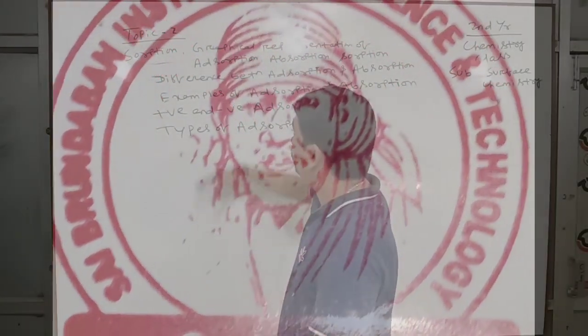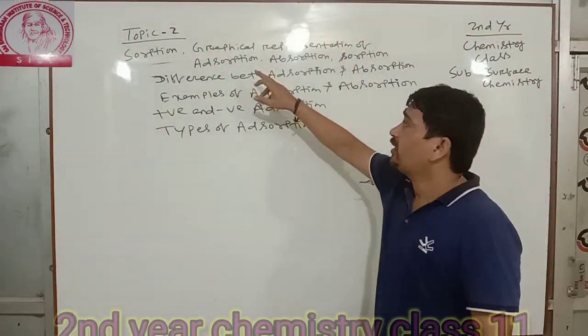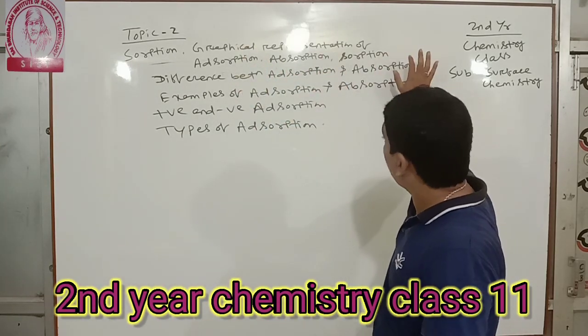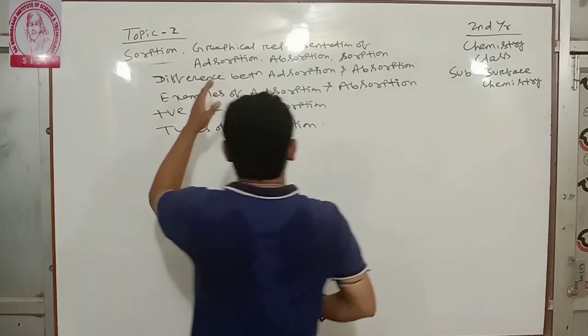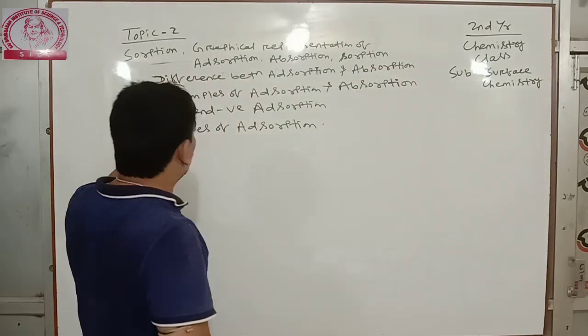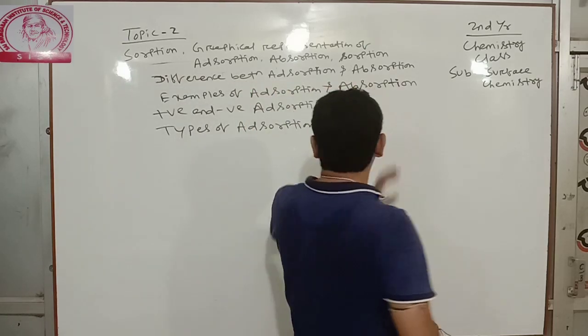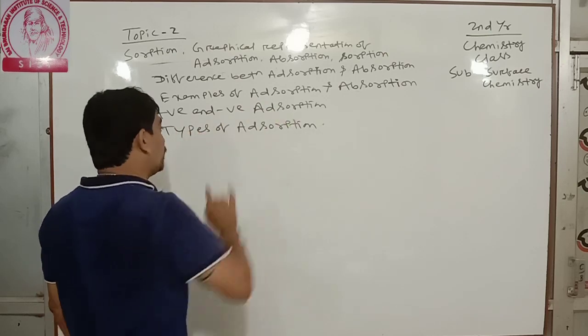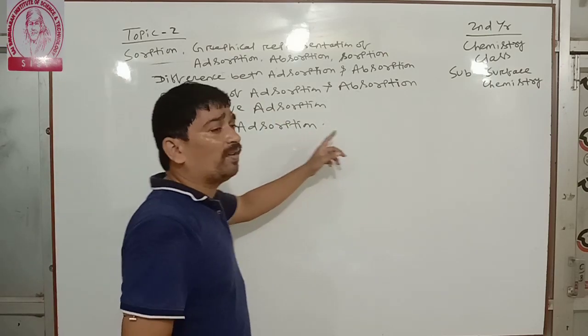We will discuss sorption. Next is the graphical representation of adsorption, absorption and sorption. What is the difference between adsorption and absorption? Next are examples of adsorption and absorption. Next, what is positive adsorption and negative adsorption? Next is types of adsorption.